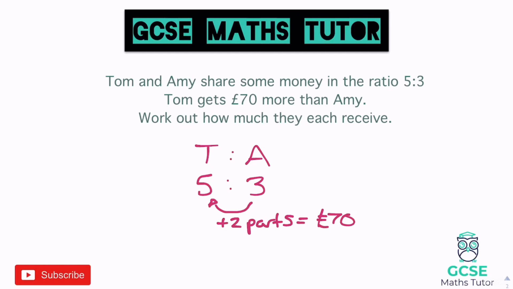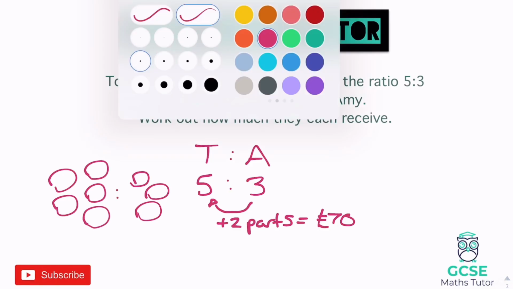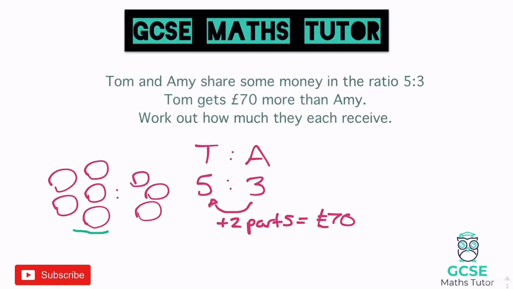Now again, you could think about this in terms of a picture. We could have Tom's 5 parts and we could draw 5 little circles, and Amy's 3. And then we can just identify in terms of the picture how many more he's getting. Well, he's getting these 2 extra here. So those 2 parts here are worth £70. And again, you can just take a little bit of a logical approach there. Dividing that by 2 tells you the value of each part, and then you can stick your 35 in each of these piles and start to work it out that way. But I'm just going to do it via the numbers.